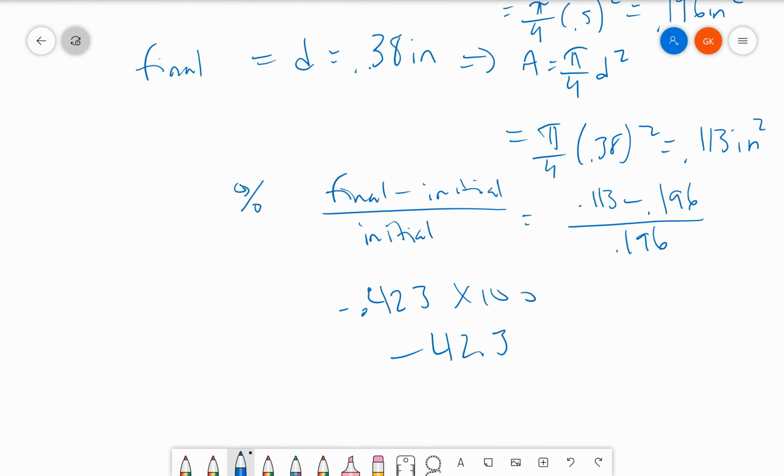Now, it did ask for percent reduction, and so I don't have a negative sign here. I have a positive sign because it got reduced. So 42.3% is our answer.